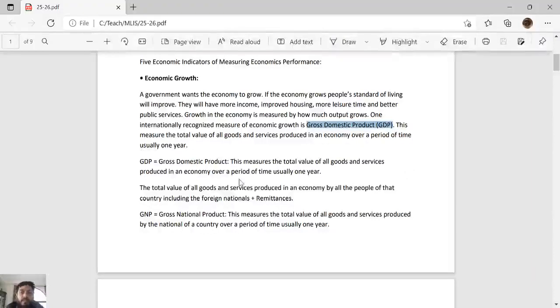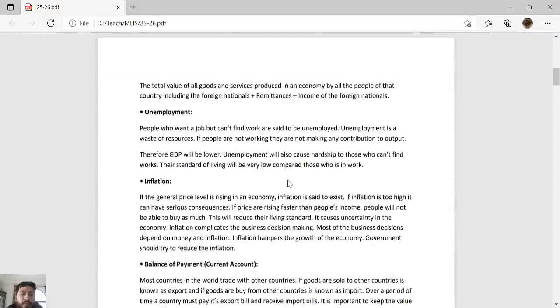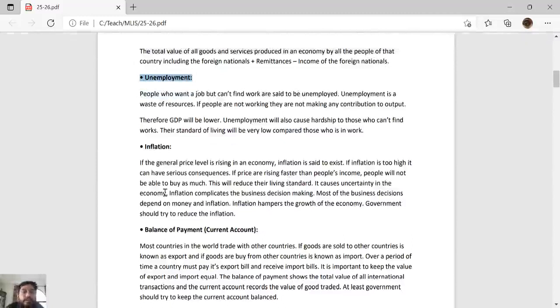Let's discuss a bit more about the other macroeconomic objectives, then we'll go into details about economic growth. Like we already discussed about unemployment, the government needs to provide employment for the people of the country. If they fail to do so, then the unemployment problem will rise. So there will be a negative effect on the economy. That means the standard of living of the people will fall.